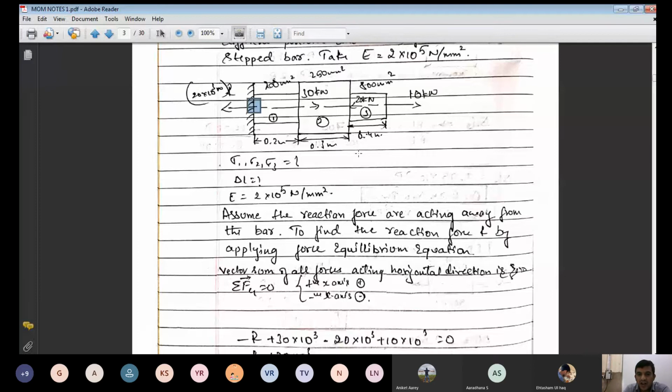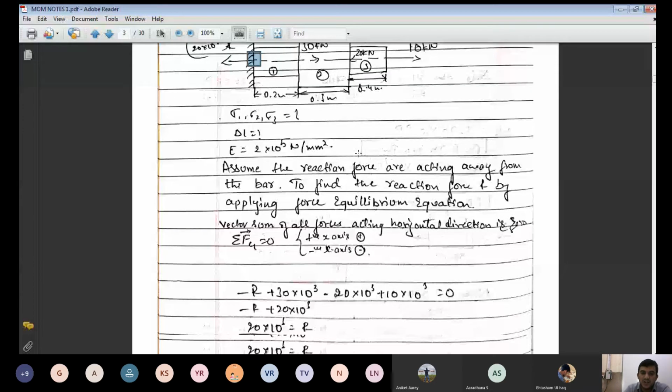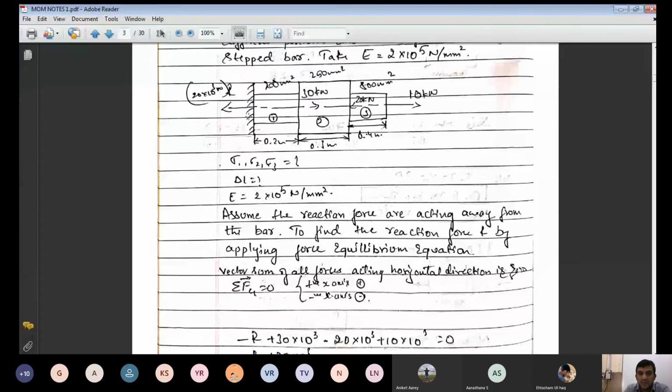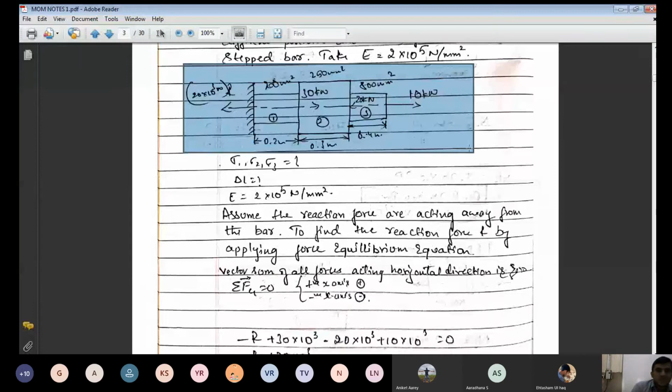Then substitute, you will get R value is 20 kilonewton or 20 into 10 to the power of 3 Newton. Once you substitute here, the problem becomes similar to the previous problem. You solve it. Now tell me what are the stresses induced in each portion? What is the net deformation?